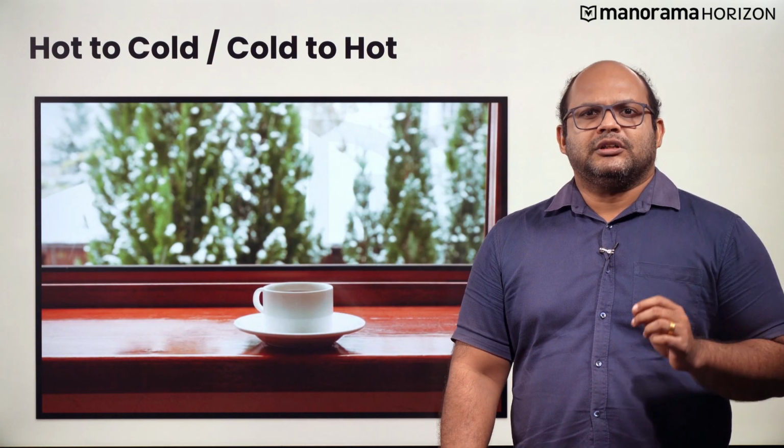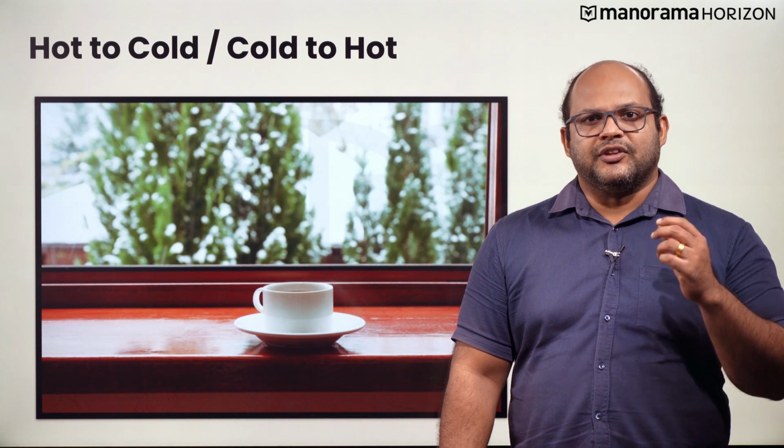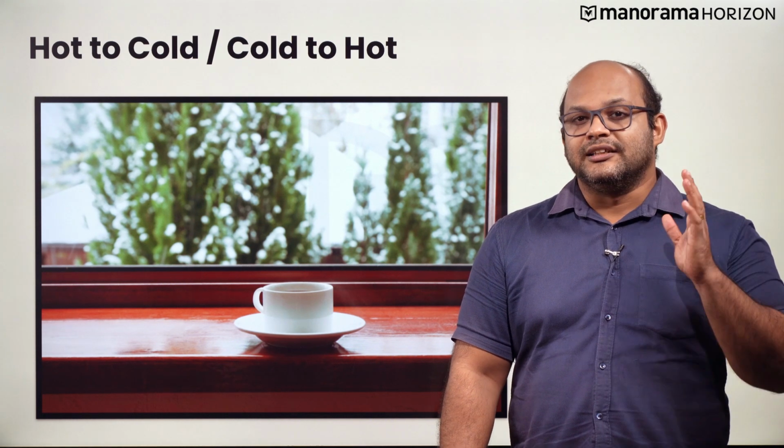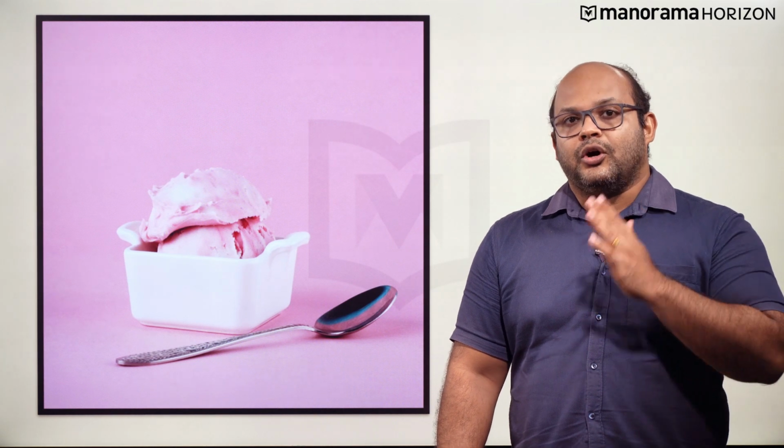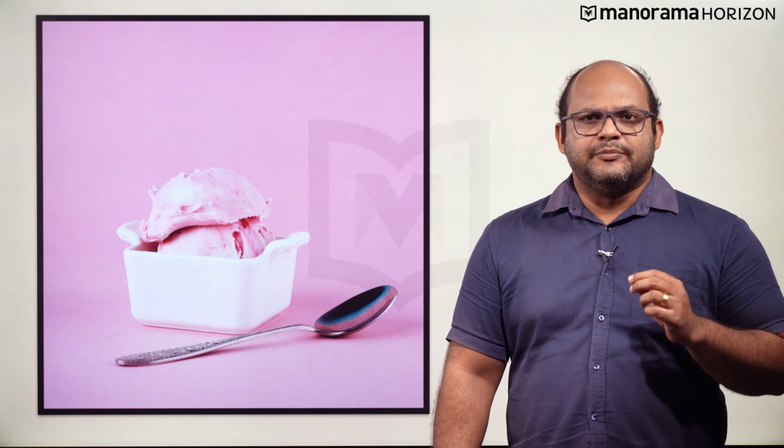Suppose you leave a hot cup of tea on the table. After some time, it cools down, that is, it turns cold. Now consider that you leave a bowl of ice cream on the table for some time. After a while, it loses its coldness, or it turns hot. What is this magic that turns hot to cold and cold to hot? What exactly does hot and cold mean to us?